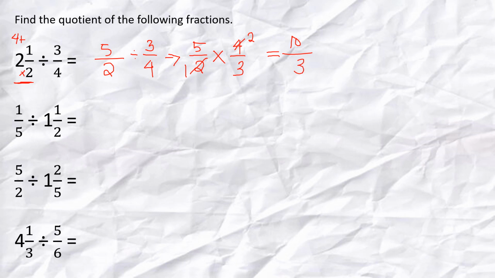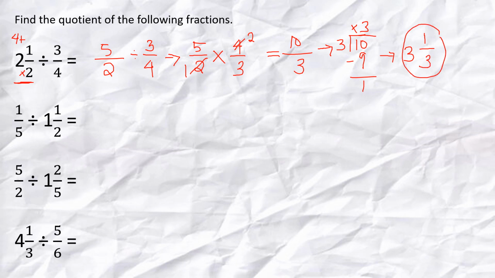As you can see here, we have an improper fraction. We need to simplify. Convert it now into a mixed fraction. So 10 divided by 3 is 3. 3 times 3 is 9. 10 minus 9 is 1. Therefore, the final answer now is 3 whole and 1 over 3.